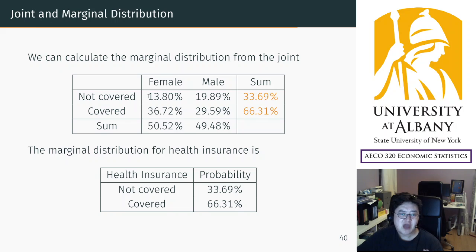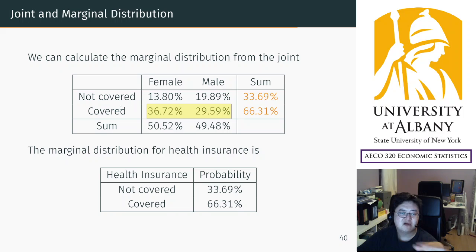So add 13.8% plus 19.98%. So add these two probabilities. Then you get 33.69%. This probability includes everyone who is not covered in a health insurance, regardless of their gender. So this summation deletes the information about gender. You only care about the health insurance coverage, but you don't care about gender. So in the end, you have 33.969% for the uncovered.